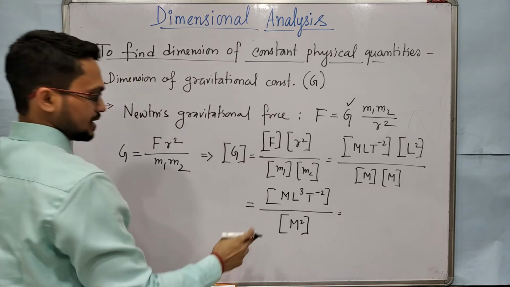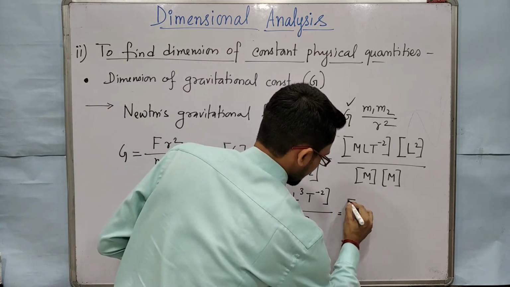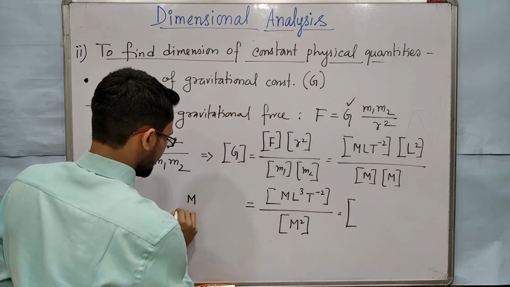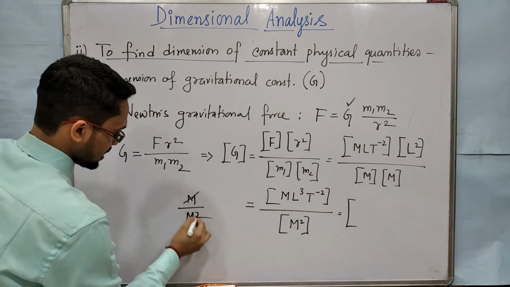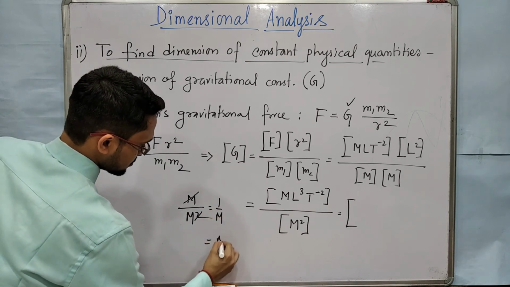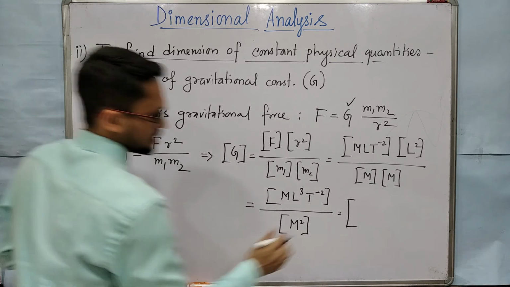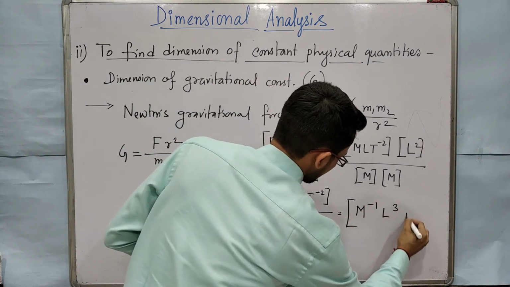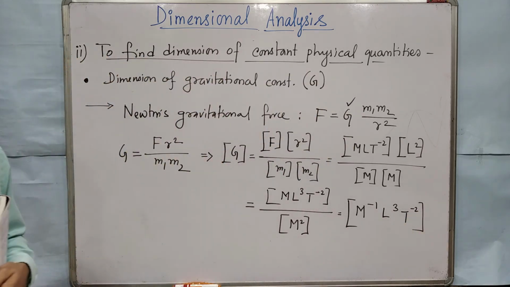Okay, now take all the quantities in the numerator, and the ones in the denominator. So here it is 2, so m by m square. What will be the answer? So 1 m cancels out, so it will be 1 by m. 1 by m means we can write m to the power minus 1, right? So it will be m^-1 L^3 T^-2. So this is the dimension of gravitational constant.